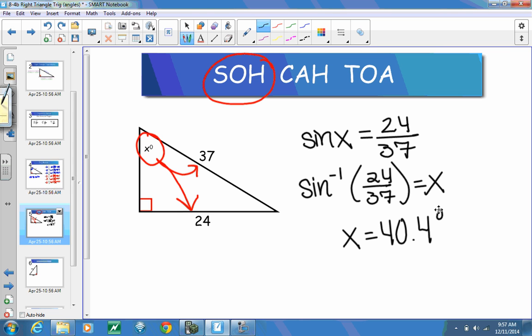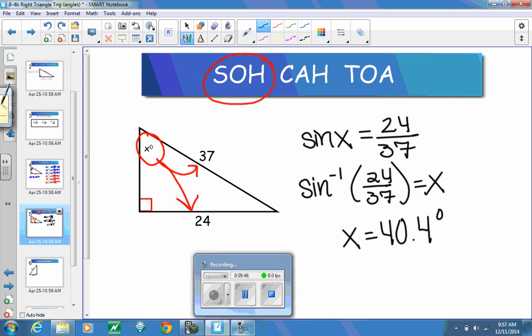And there we are. So you can set this up in a variety of different ways using sine, cosine, or tangent and be able to solve for your angle. If you have any questions on anything, make sure you write them down. Otherwise, we will take a look at this more in class tomorrow.